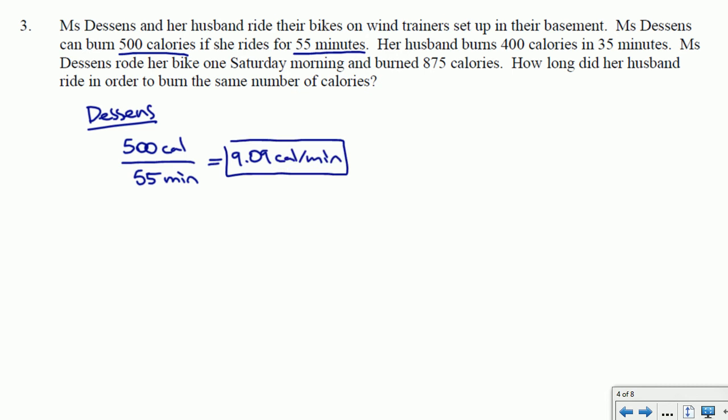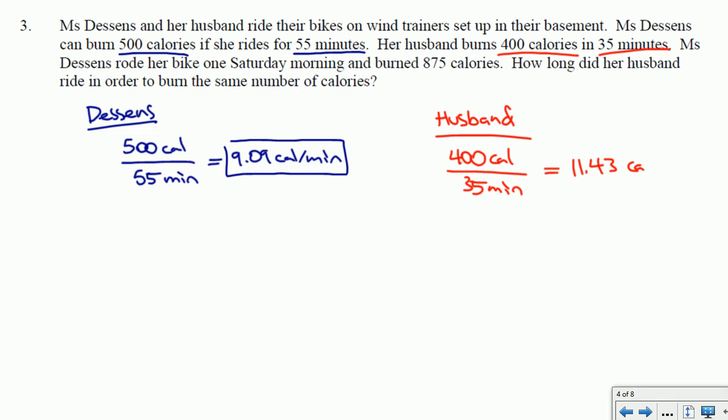Next, we can find the rate for her husband. So he burns 400 calories in 35 minutes. So in the same type of calculation, we go 400 calories divided by 35 minutes. We just do 400 divided by 35, and that gives us 11.43 calories per minute.